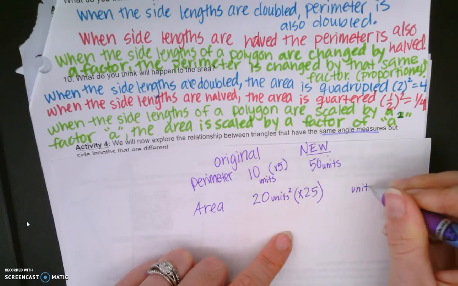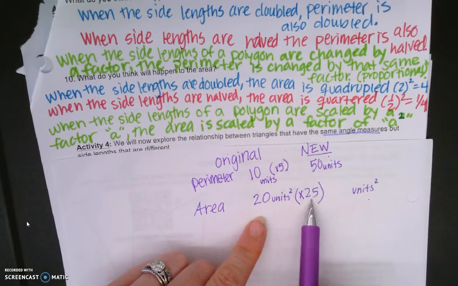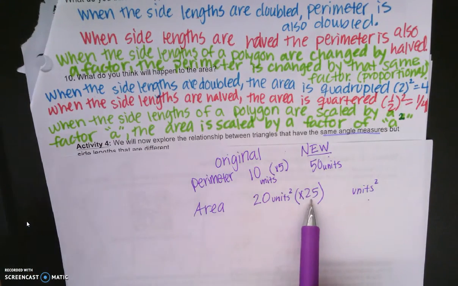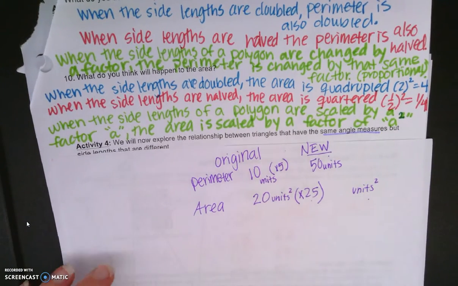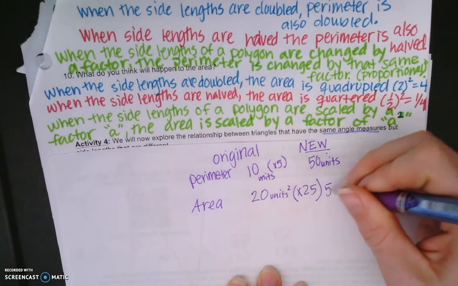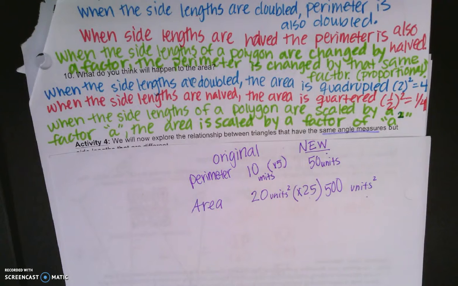So our new area, well, 25, think about a quarter. 4 of them make 100 or $1, and you have 5 groups of 4. So that would be how many? You got it yet? That's right. 25 times 20 is going to be 500. 500 square units, because it's going to be 25 times larger.